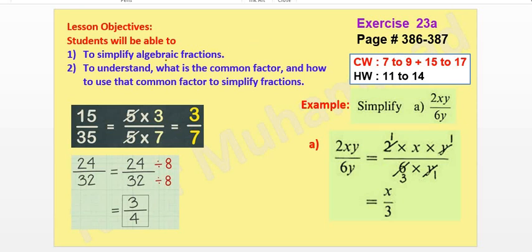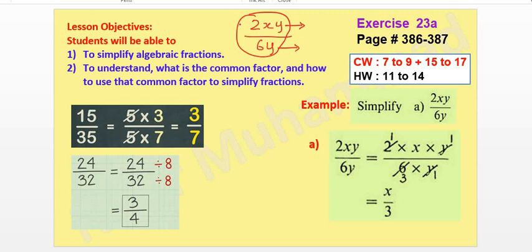Okay, when we talk about algebraic fractions, it means a fraction that has constants and variables, and it looks like a fraction, right? It has a denominator, it has a numerator. So this one is called the numerator, this one is called the denominator. And today in this exercise we are going to learn how we can simplify an algebraic fraction.